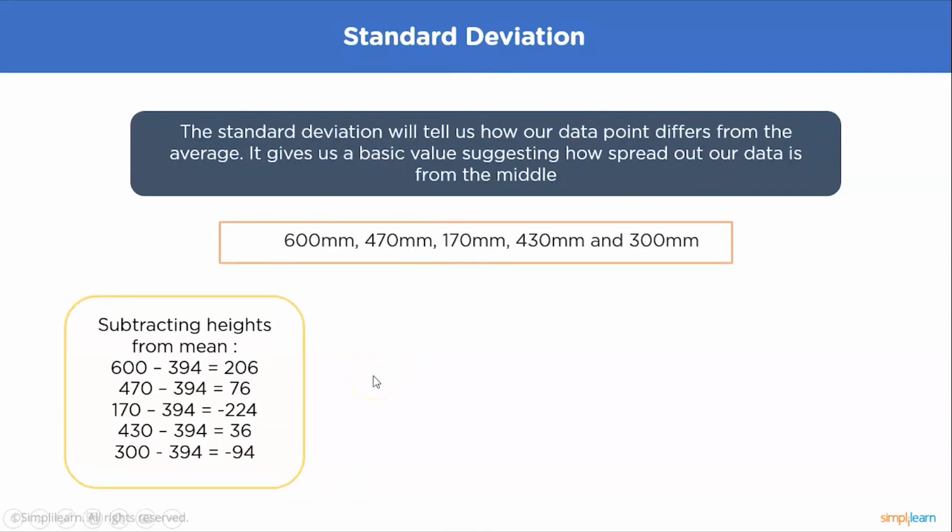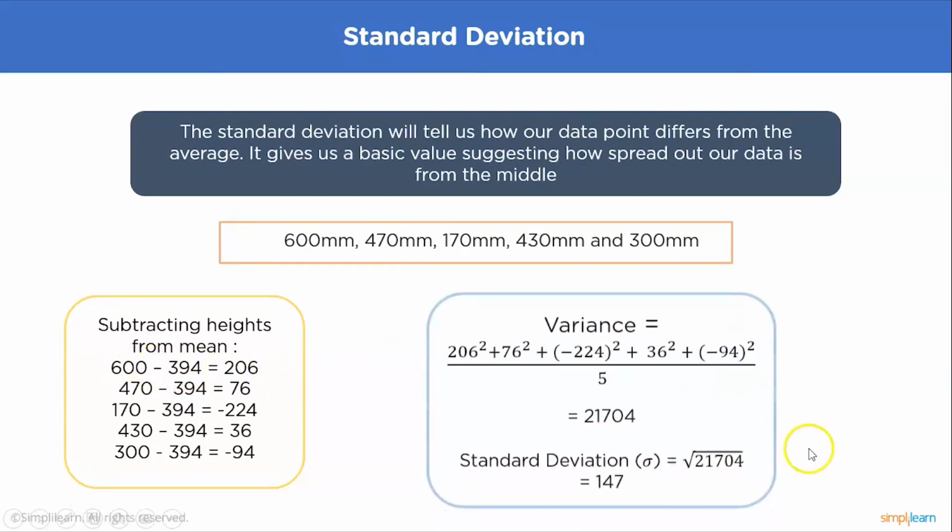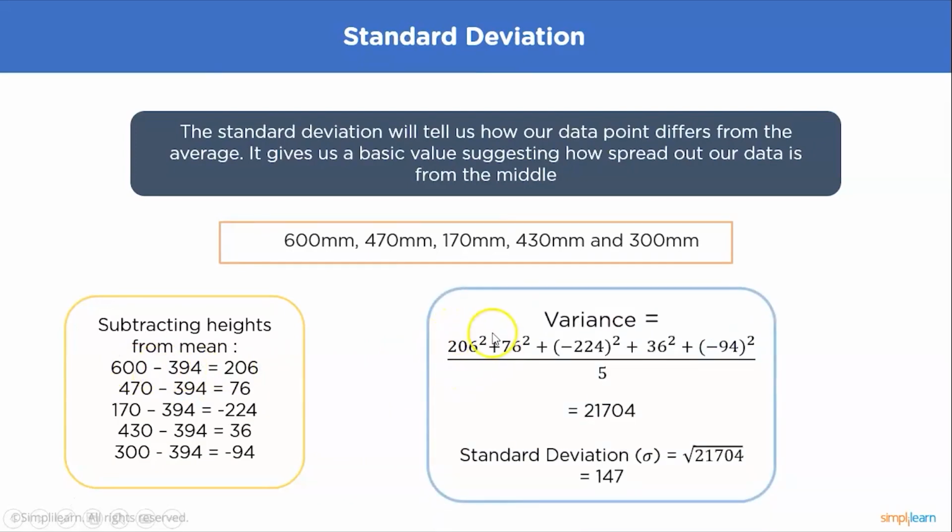To find the standard deviation, first we need to subtract the height from the mean. This will tell us how far from the mean our data points actually are. Next, we will square all of these differences, add them up, and again divide it by the total number of values that we have. This is called the variance. The variance that we get in this case is 21704. Finally, when we find the square root of this value, we will get the standard deviation. The standard deviation here is 147.